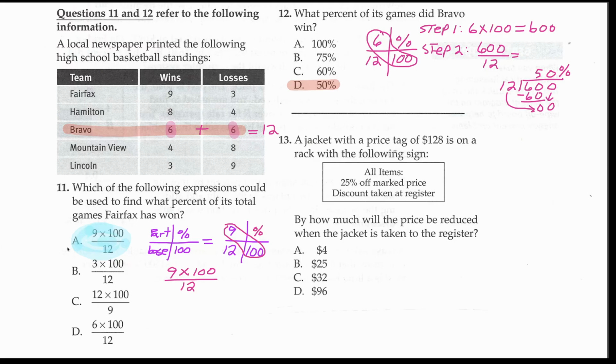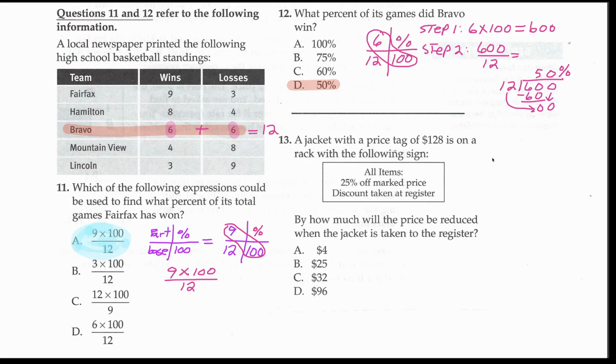For number 13, a jacket with a price tag of $128 is on sale on a rack with the following sign. The sign says, all items 25% off marked price. Discount taken at register. By how much will the price be reduced when the jacket is taken to the register?